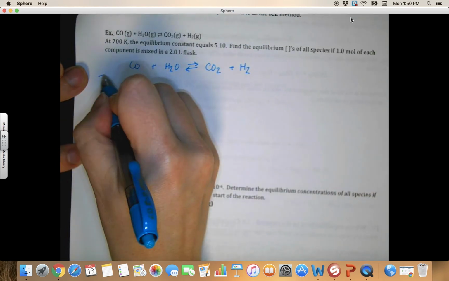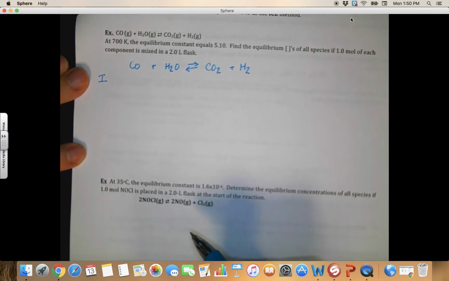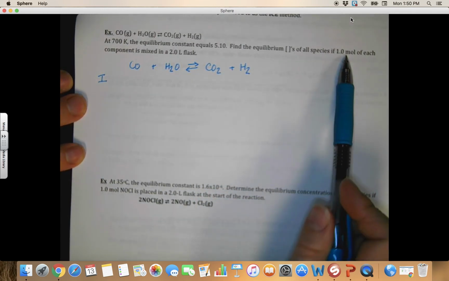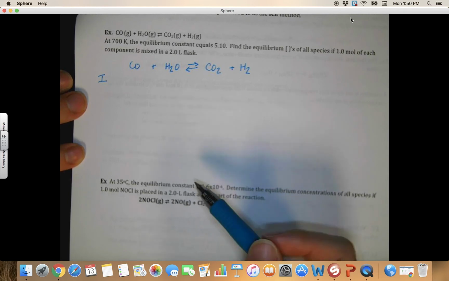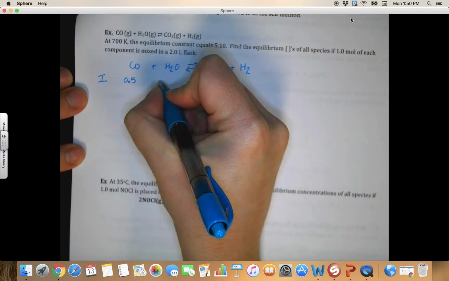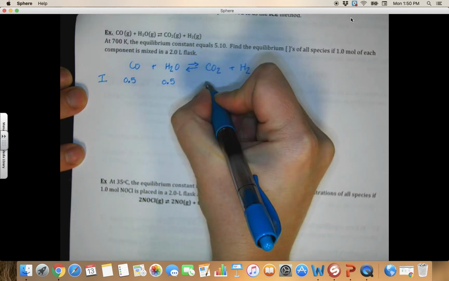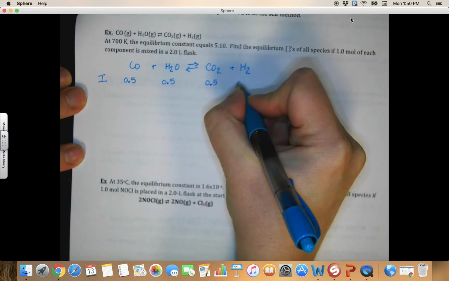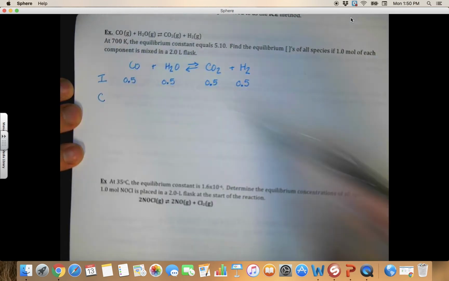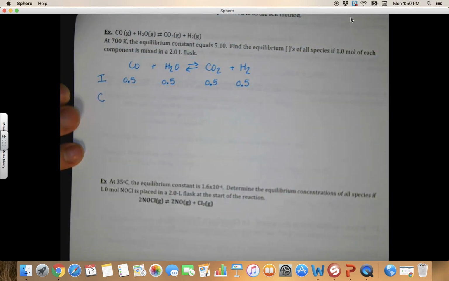And I'm going to start out with my initial concentrations. Each of these, we have 1 mole of each component in a 2-liter flask. So 1 divided by 2 is 1/2, or 0.5. So I have 0.5 molar concentrations of everything. C is going to be for change. Well, we don't know which way it's going to change.